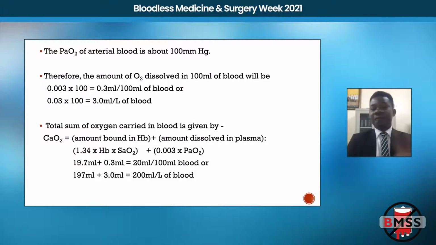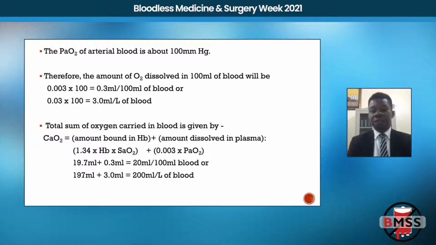Let's assume the arterial blood, as we mentioned earlier, has a partial pressure of oxygen of 100 millimeters of mercury. If we incorporate that and do our maths, that gives us, for every liter of blood, 3 ml of oxygen dissolved in plasma. And remember that for every liter of blood, we have 197 ml of oxygen incorporated into the hemoglobin.